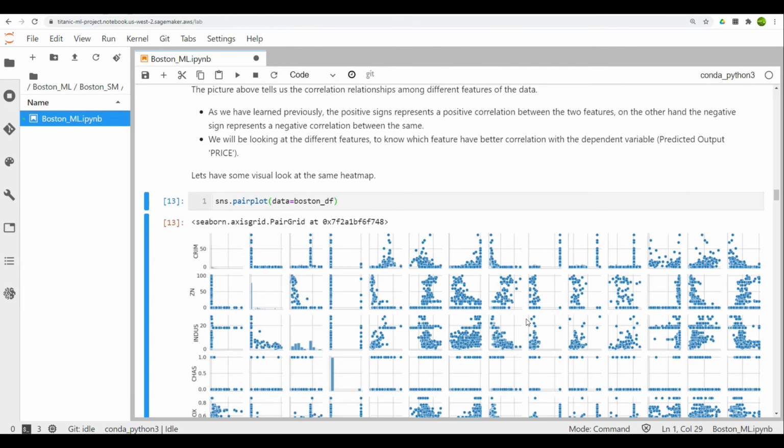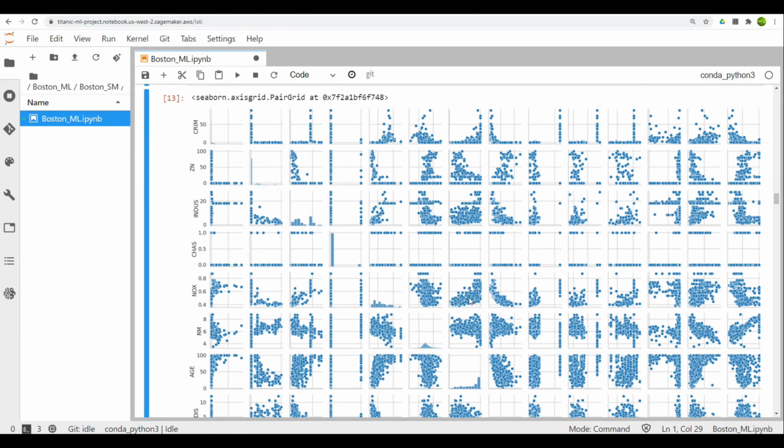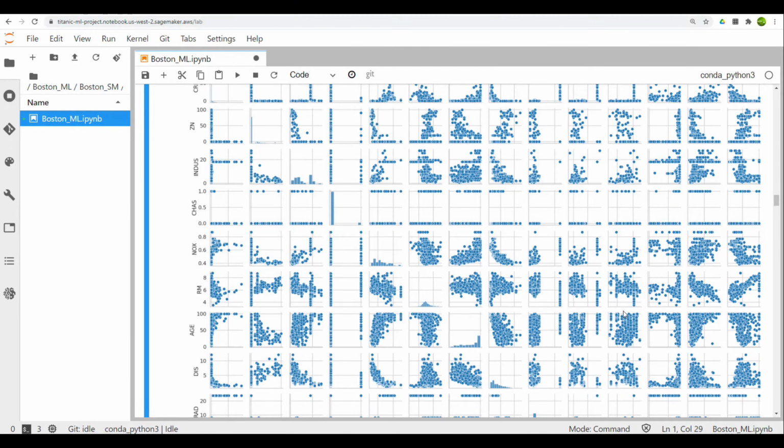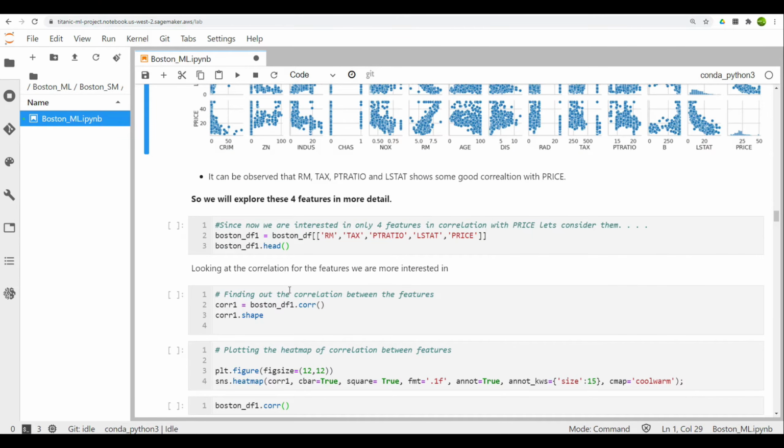From these graphs, it can be observed that RM, tax, PT ratio and LSTAT show some good correlation with price. So out of the 13 features, we will focus on these 4 features only. Now I will create a new data frame with variable name Boston_df1, and in here we will only store the columns we are interested in.